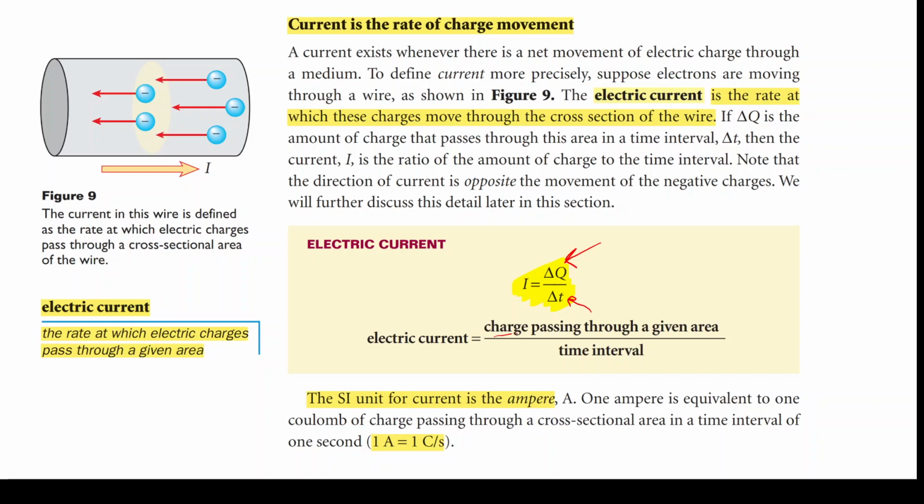So delta Q is the charge passing through a given area, and delta T is the time interval. Divide those two, and the ratio makes electric current. And what was the symbol for electric current? I. I is the symbol for electric current.